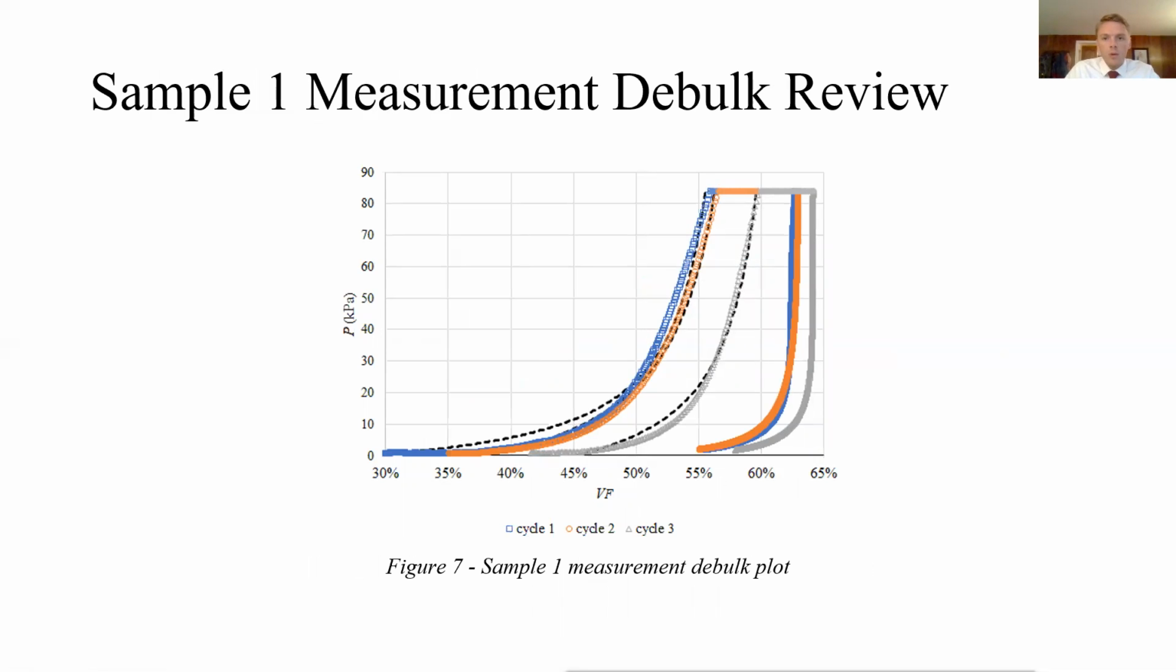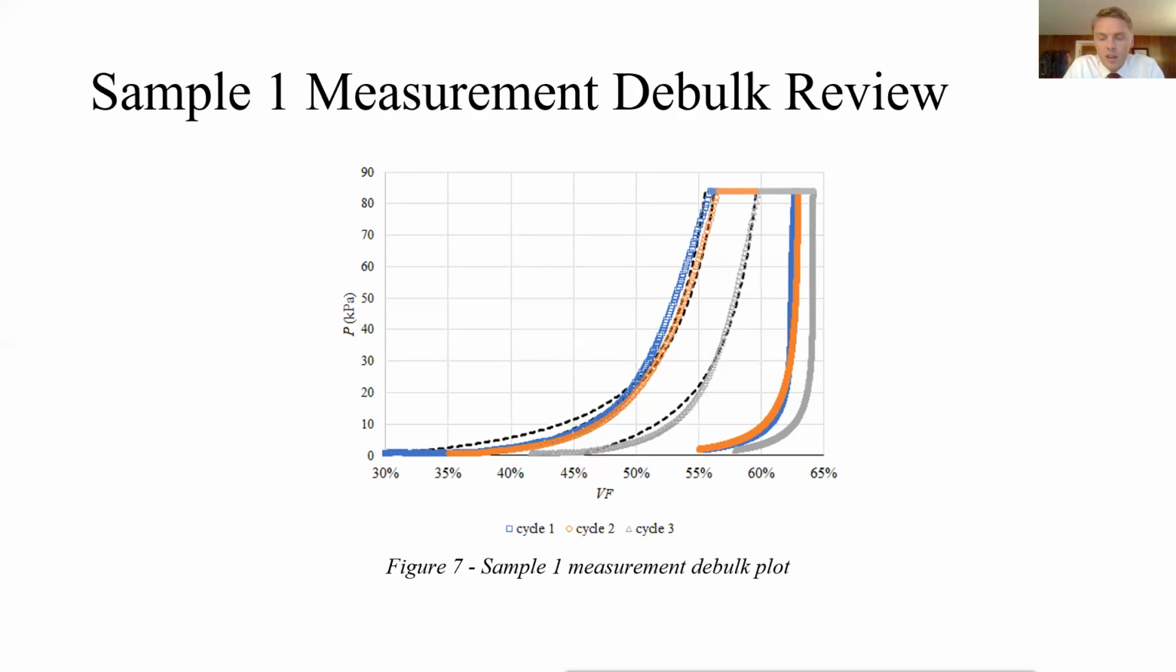Okay, so now we want to review the measurement debulk test results. For each of the cycles, the volume fraction increases quickly as the pressure is applied, and we'll look at cycle 1 here. And then it continues to increase as the pressure is held, which is where this horizontal section is, and then slightly decreases as the pressure is released at the end of the test.